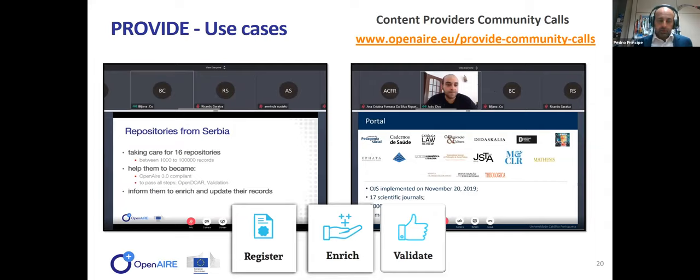Then also when it comes to registration, validation and enrichment, the network of repositories in Serbia, all these 16 repositories from Serbia, are using the registration and the metadata validator service. And it was quite helpful for their quality of metadata and also for the enrichment of their records, as our colleagues from Serbia have presented.